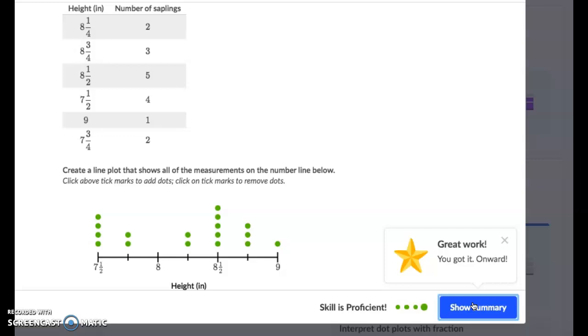And then this shows that we got all 4 questions right here, so we are now proficient in this topic.